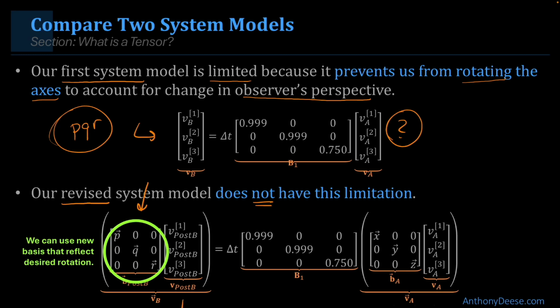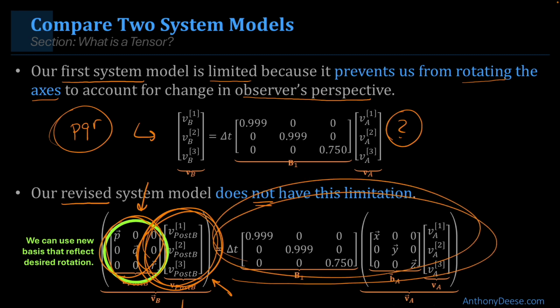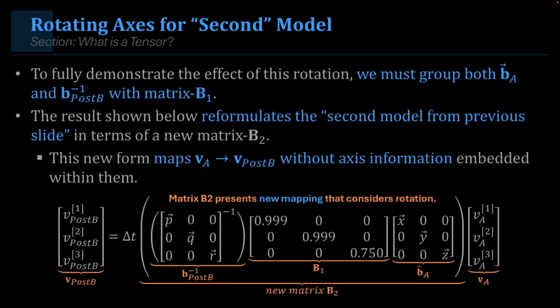Now you'll note that it's not enough to simply change the axes. We also have to change the values observed right here. Both of these two need to change because the axes will be different, as well as the observations that are made. Now, if we do this calculation in the correct way, we don't need to change anything over here. And this allows us to creep closer to the concept of tensor algebra. So to fully demonstrate the effect of this rotation, we're going to group both the basis sets. We're going to start using that term, basis set. That's what we're calling BA and BB, as well as the B post B.